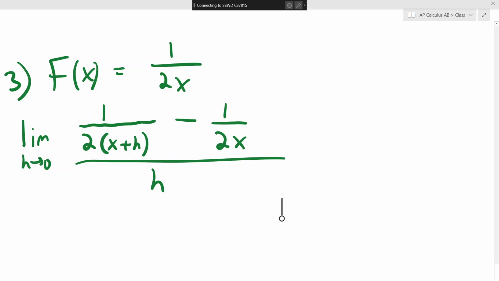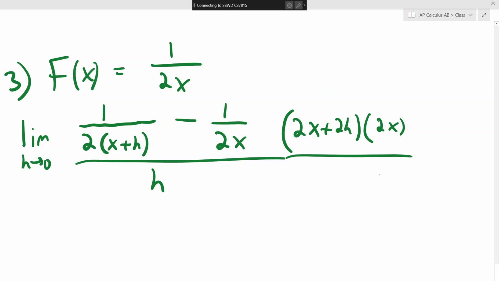And now we have a complex fraction. We've seen this over and over and over again. We're going to get rid of that. This h has to cancel out eventually. We got to make it happen. We're going to multiply by the little denominators. That looks like this. 2x plus 2h and 2x.